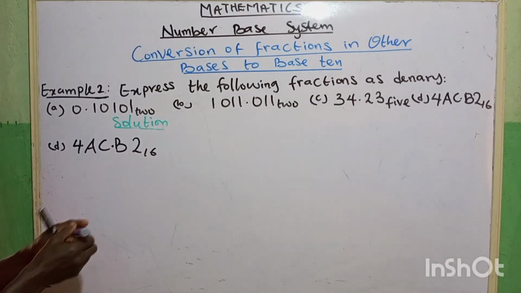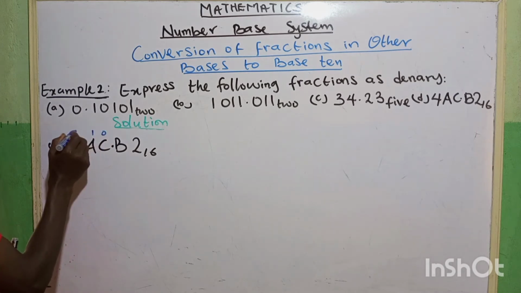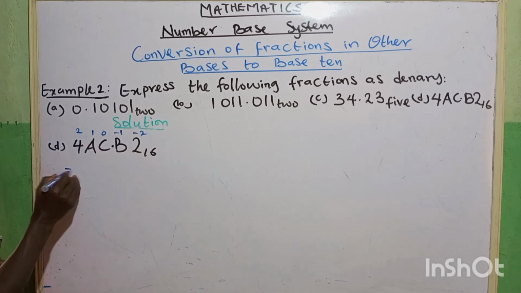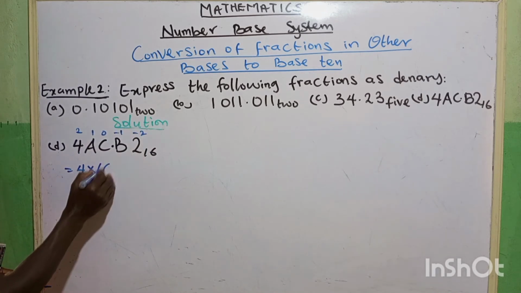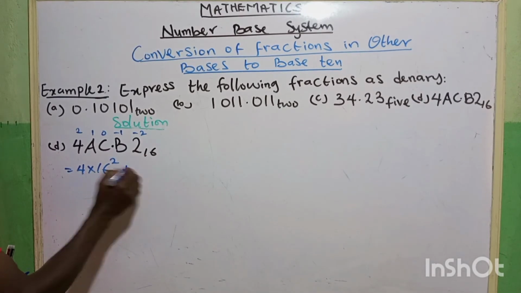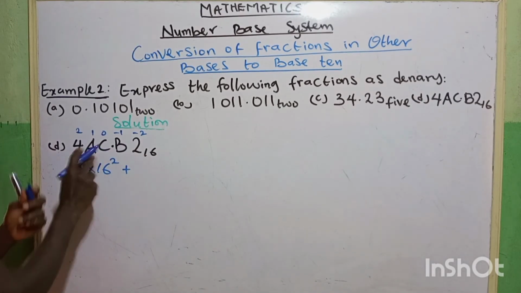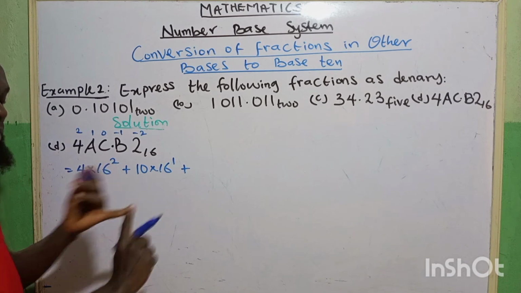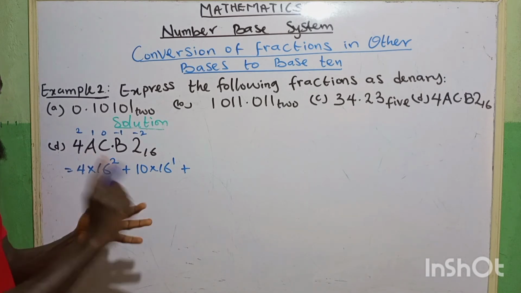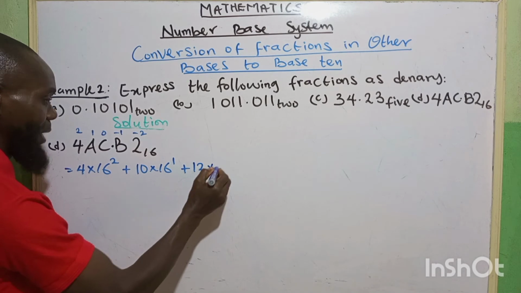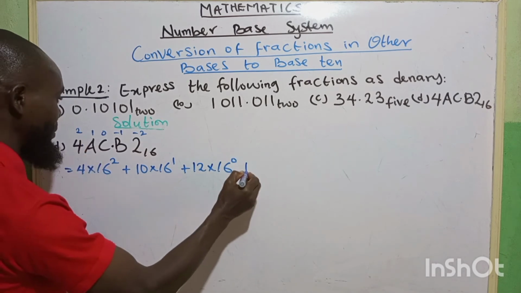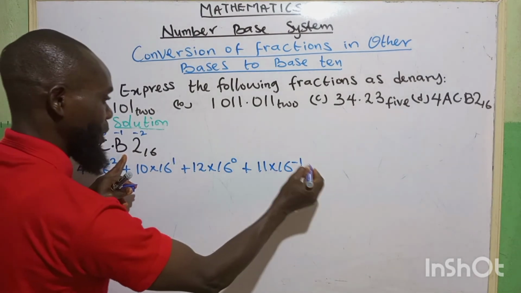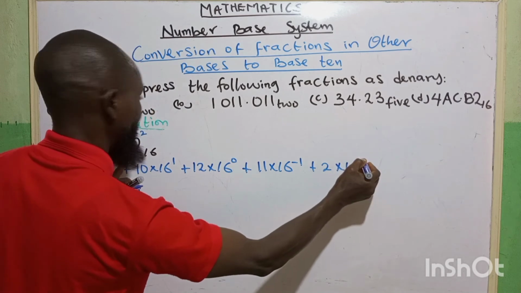Now, let's label this question D: 0, 1, 2, then minus 1, minus 2. So we have 4 multiplied by base 16 raised to power 2, plus our A, don't forget, it is 10. 10 multiplied by 16 raised to power 1, plus our C. If A is 10, B will be 11, C is 12. So 12 multiplied by 16 raised to power 0. Then plus B, B is our 11. 11 multiplied by 16 raised to power minus 1, plus 2 multiplied by 16 raised to power minus 2.